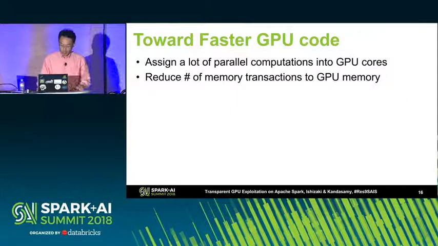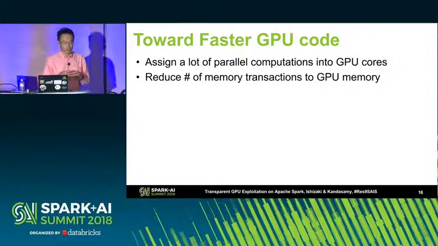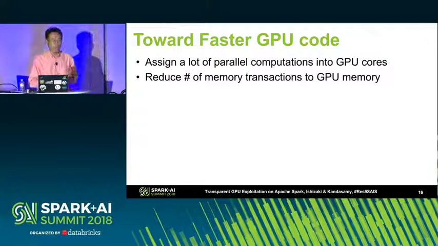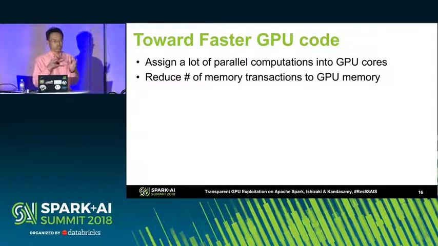Here I'd like to talk about what is an important factor to make GPU code faster. We think there are 2 items. One is that it is important to assign lots of parallel computation to GPU cores. The other is that it is important to reduce the number of memory transactions to the GPU hardware.